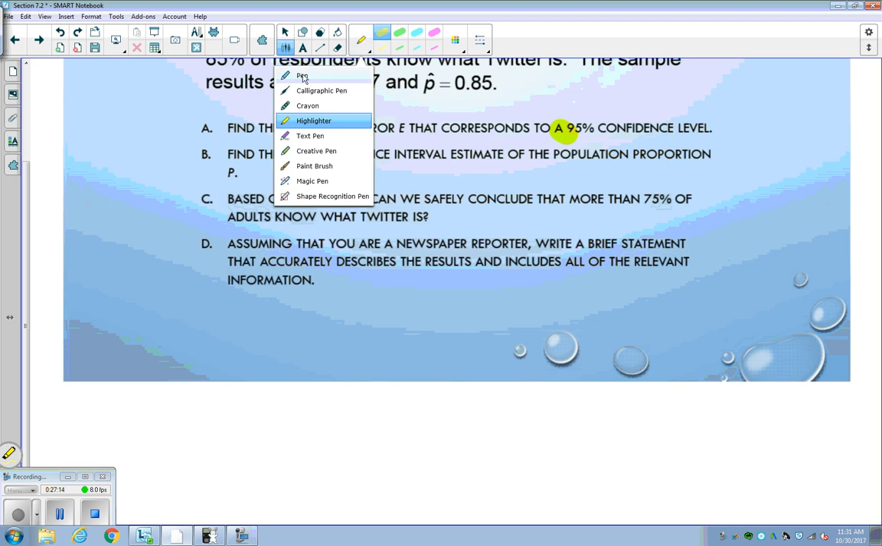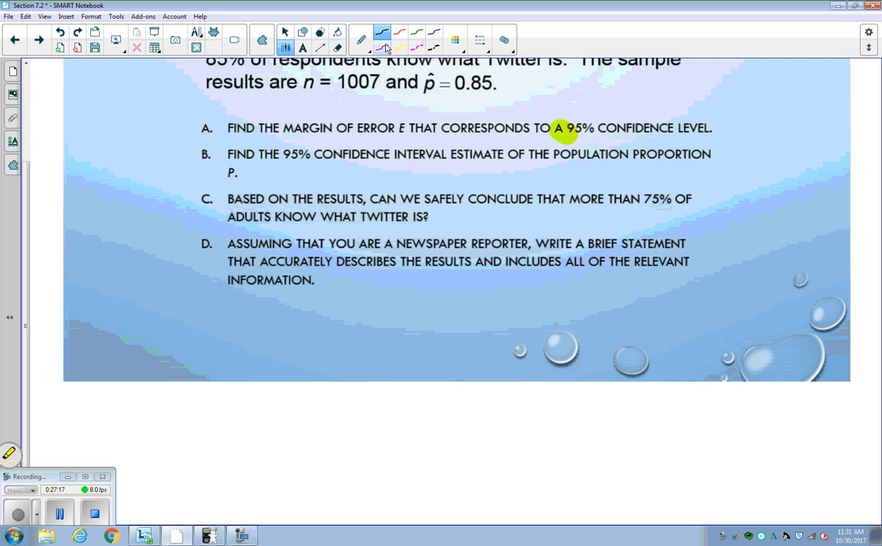Now we'll go back off of the highlighter to a pen. So what am I doing? I can use my table for that. We have them right there on our table, right? What is my z for a 95%? What is the critical value z? 1.96. So z of alpha divided by 2 is 1.96 for that 95% confidence level.